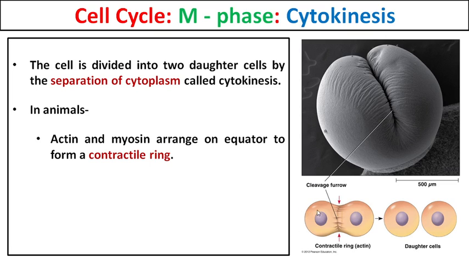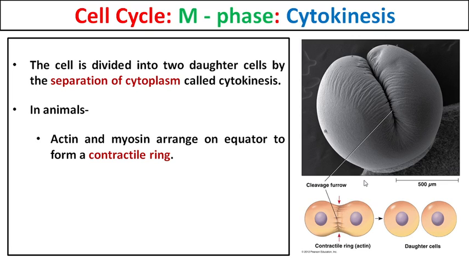This is one cell which has now gotten two nuclei, right? In between, in the exact middle, there will be actin and myosin fibers arranged, like a rubber band. Think of a water balloon, and think of a rubber band that you are putting in the middle. This rubber band or this ring is called the contractile ring.